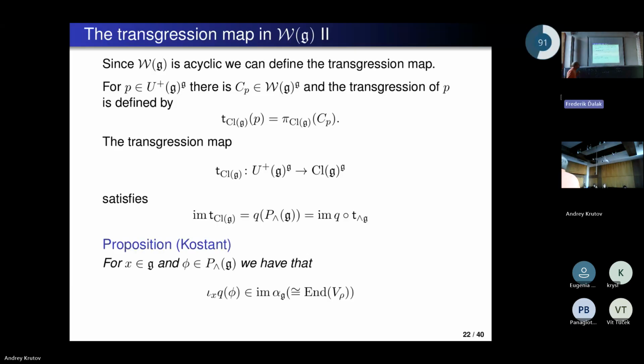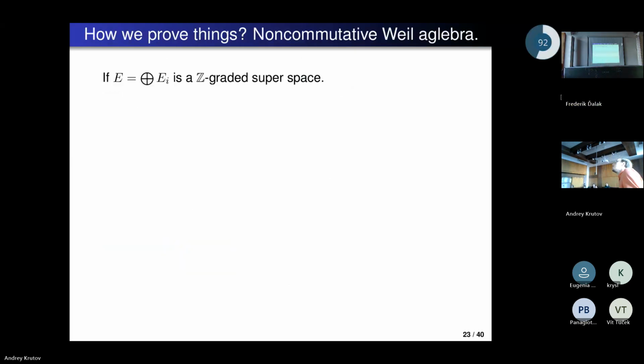And then there is a nice proposition by Cartan that if you take some primitive invariants and take a contraction, this will live in the image of the quantum moment map. It will matter later. And actually, in the paper, we found a much easier proof of this statement. But let's see, we'll get to that.